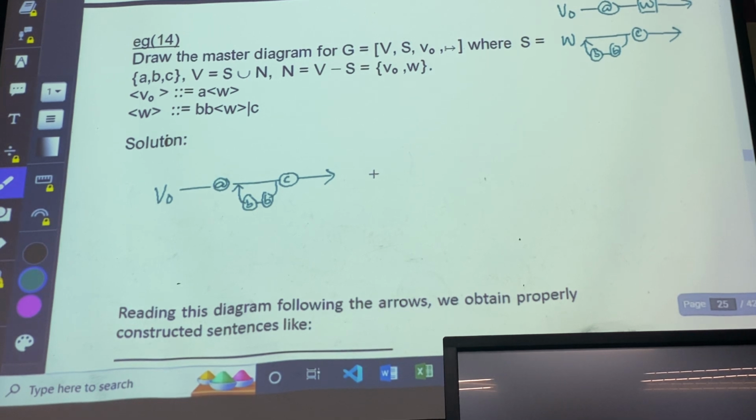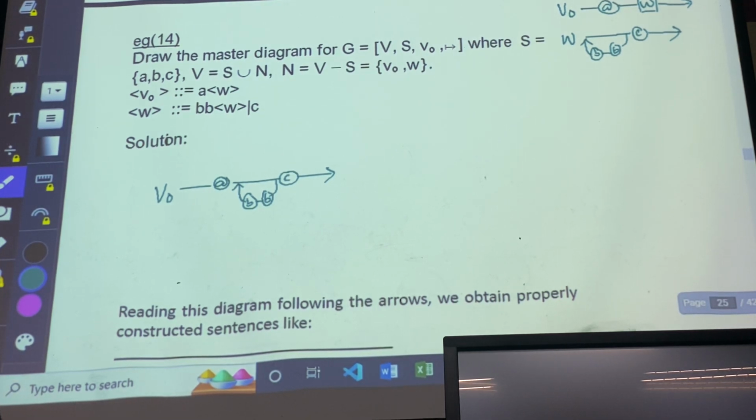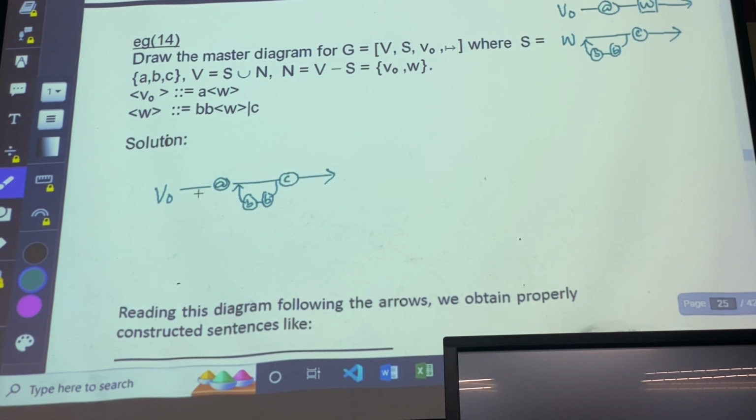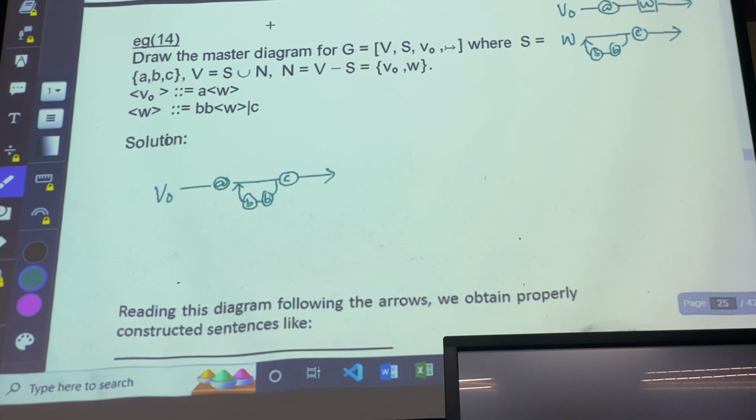So when I combine the syntax diagrams into one, it all becomes like this. No more non-terminal inside, except the first starting point only. Then the rest all inside don't have non-terminal. Okay? That is the difference between master and syntax diagram. So every time the question will tell you which one is the terminal and which one is the non-terminal from the set S here. So you need to see the set S, A, B, C, meaning that A, B, C are all the terminal and the non-terminal is V0 and W. Okay? So this is one of the master diagrams.